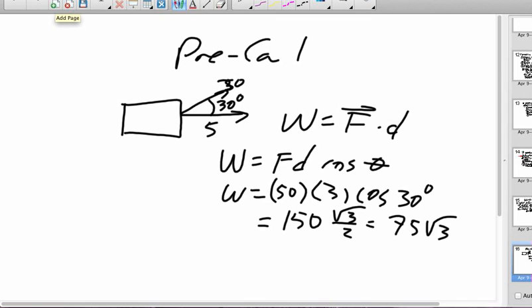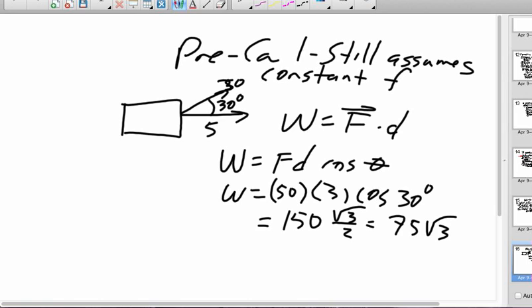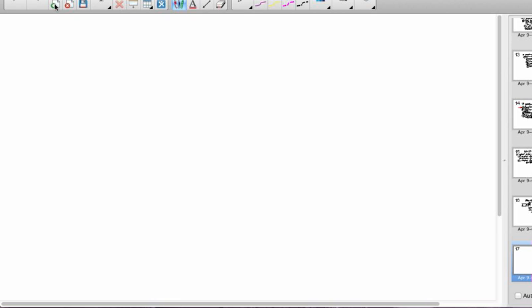Okay, now this again is still assuming a constant force. In other words, the force never changes. This is not usually a very good assumption. And let's work a nice example.